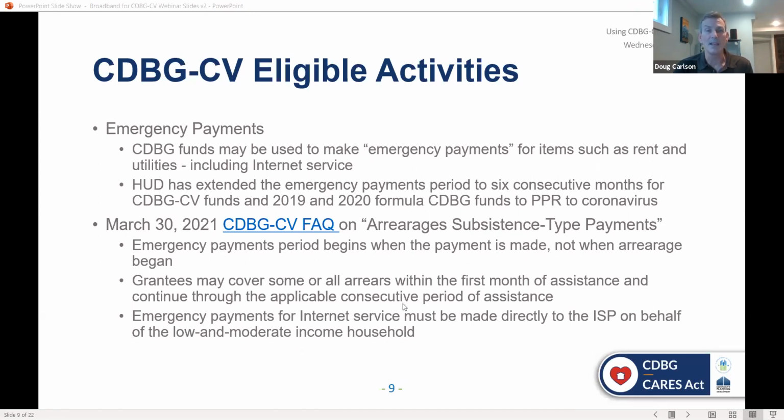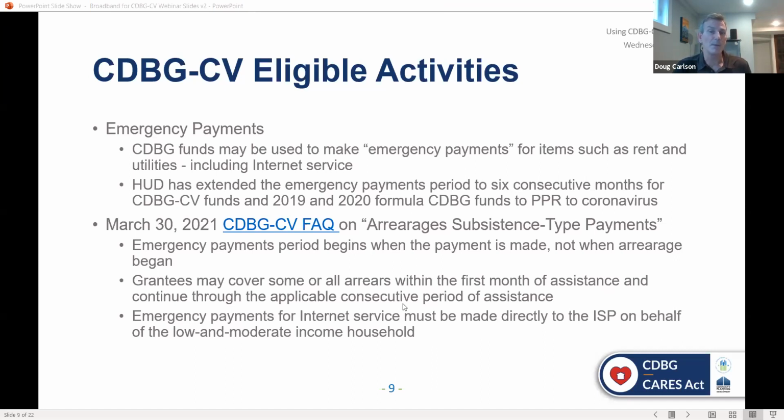And it's important to remember that the emergency payments provision, which is typically 3 months under CDBG, has been extended to 6 months under CDBG-CV under the Federal Register notice. So that's for CDBG-CV funds and any 2019 or 2020 formula funds that are used to prepare, prevent, or respond to coronavirus. So it's also important to remember if you're making emergency payments, whether it's for internet service or utilities or rent, that there is another FAQ on the HUD Exchange, which is linked in this slide, that was published on March 30th that talks about how you make subsistence type payments or emergency payments and deal with folks who are in arrearages.